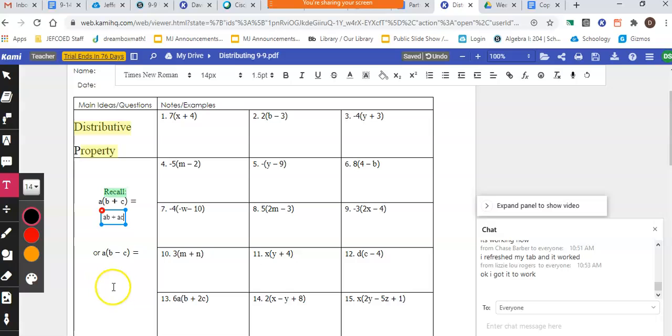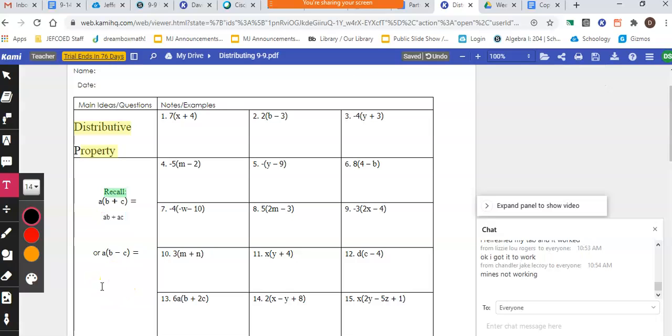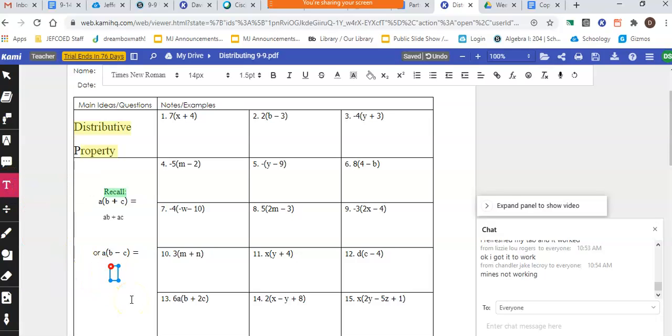okay? Now, if you're looking at the second one, down at the bottom, guys, where it says A parentheses B minus C close parentheses, that's just with a negative value in there, okay? So again, I'm going to insert another text box down here for you guys. So now we're going to distribute the A across everything inside that parentheses, okay? So we're going to have A times the B, which is going to leave me with AB. And then A times that negative value C should leave me with a negative AC. Okay?